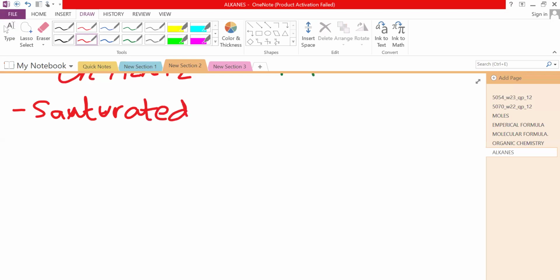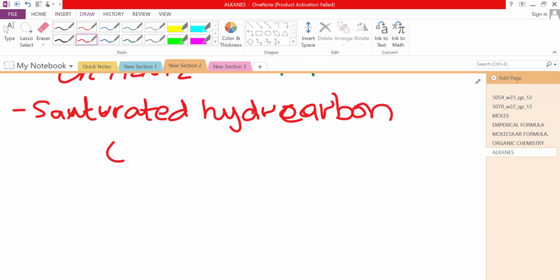What is meant by saturated hydrocarbon? Saturated hydrocarbon means no more addition is possible. It means that alkanes only have carbon single bonds like this. Carbon belongs to group 4 and it makes 4 bonds. Alkanes are saturated hydrocarbons and they have carbon single bonds.